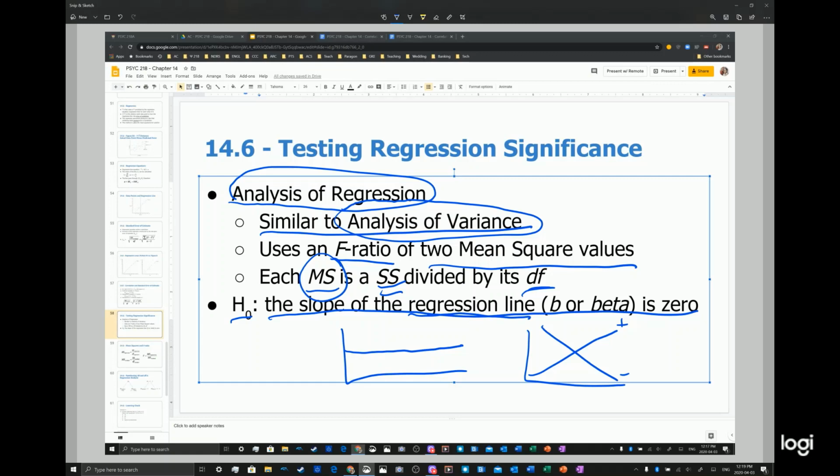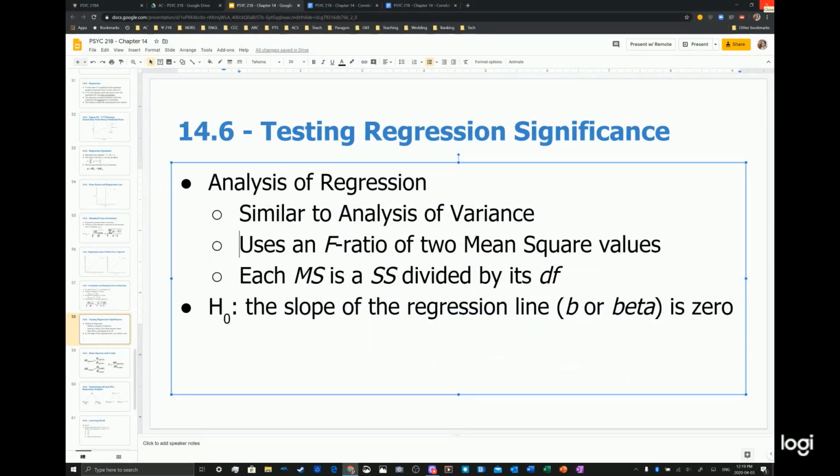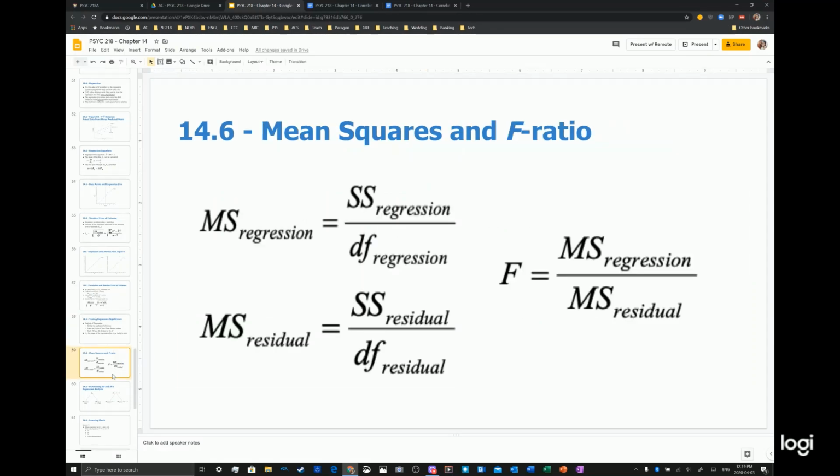The slope of 0 means the line is flat, signifying no correlation, or predicting no correlation. Your alternative would be that the regression line is not 0. It could be that for non-directional tests, or if you put directions, then it would be either greater than or less than 0, saying a positive or negative slope in the regression line.